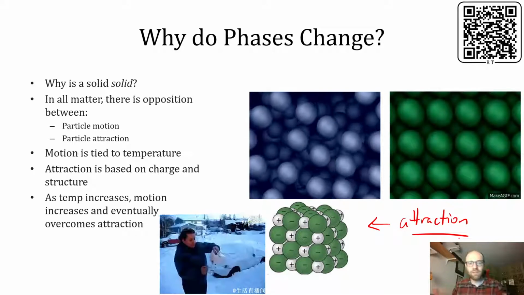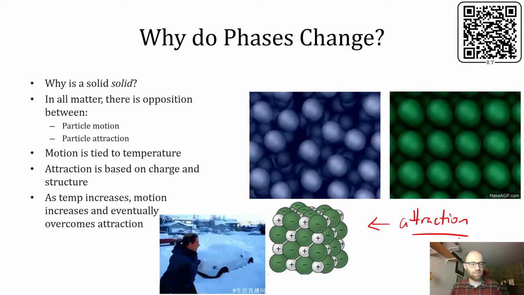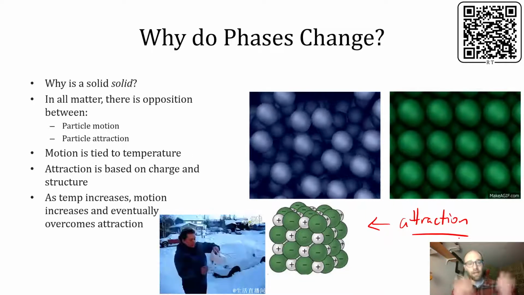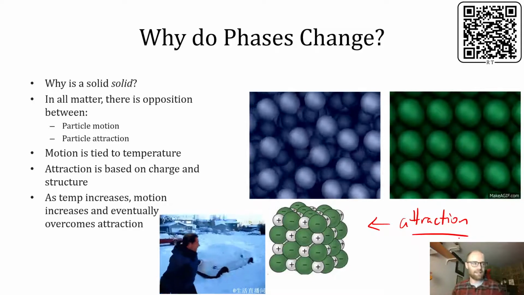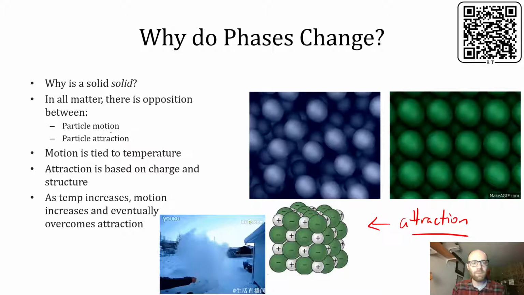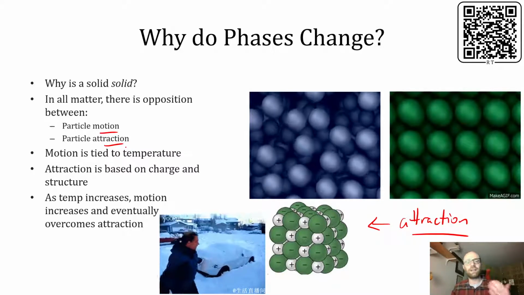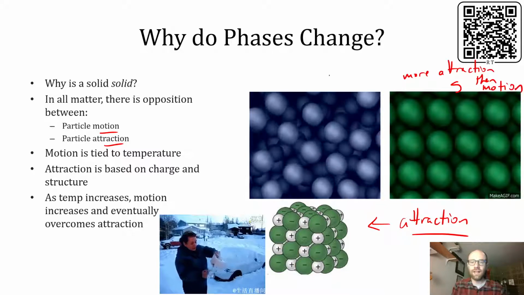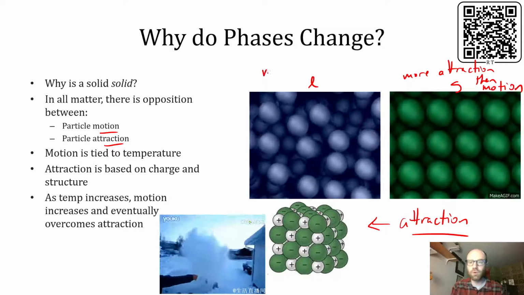Well, we know that if we want to melt a solid, you heat it up. You take something out of the freezer and you let it sit. You put something on the stove and you heat it up, and it would melt. If you put plastic on your stove, don't do that. It would melt. So it's this constant argument between the motion of the particles and the attraction they have for each other. In the solid phase, there's more attraction, and in the liquid phase, there's more motion than attraction.